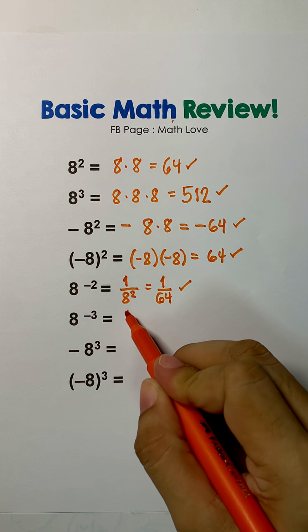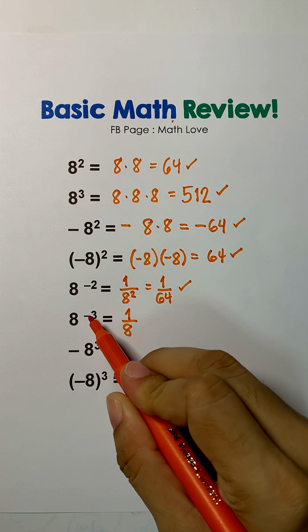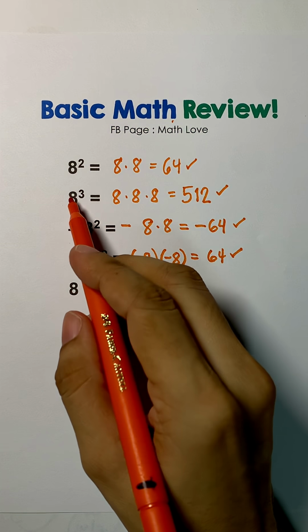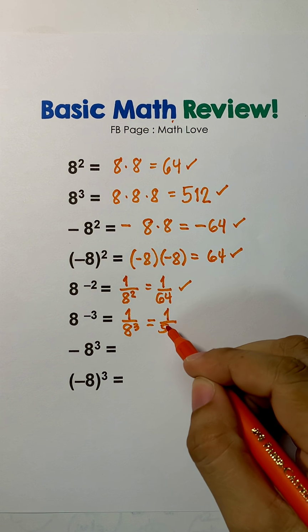Same with this, it will be 1 over 8 and make negative 3 positive 3 equals 1 over 8 cube. 8 cube is equal to 512.